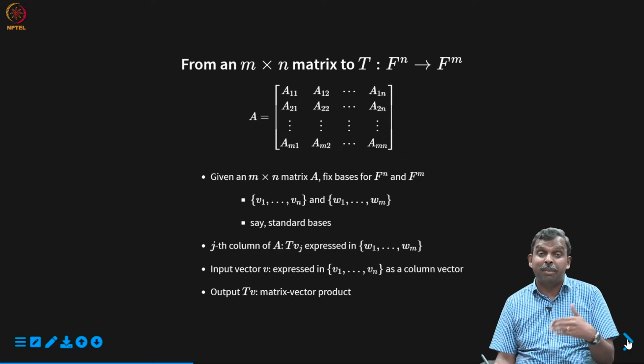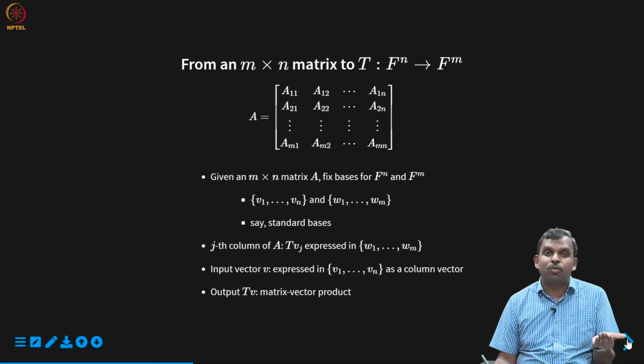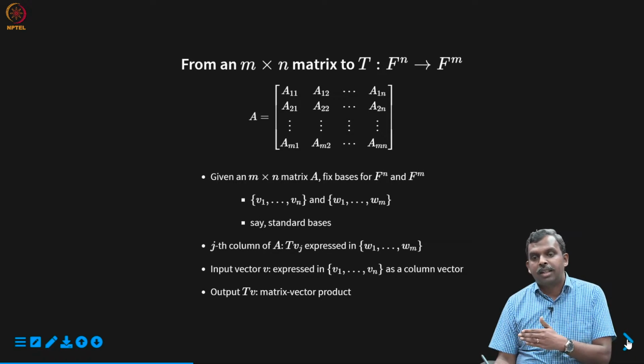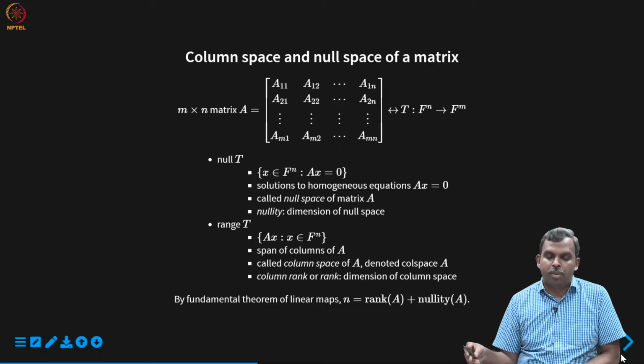Now that we've identified matrices and linear maps as one and the same thing, what about properties like null, range, dimension of the range, dimension of the null? How do all those things correlate in the matrix world? What is the connection in the matrix world to that? And that is where this column space and null space of a matrix come from.